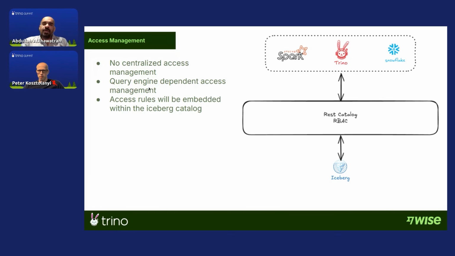Having them tightly coupled with Trino means that we will need to do the same for any other query engine. So this is very much a query engine dependent task, which is a big overhead. Luckily, recently there was a new feature introduced into the Iceberg specs. Access rules will be embedded within the Iceberg catalog, which means that using a REST catalog, all the access rules should be part of the Iceberg catalog, so that now it's independent of the query engine and should be very close to the data source.